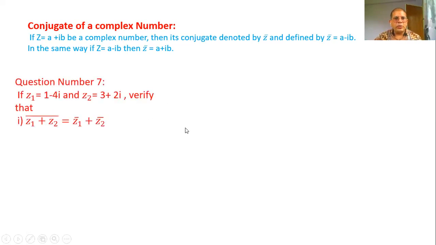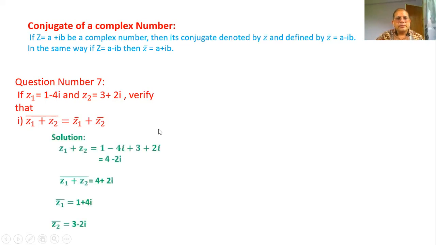Now, I want to do an example. It is question number 7, z1 and z2 given. Verify. You should do z1 plus z2. You can add these two numbers, then find the conjugate. Then find the conjugate of z1 and the conjugate of z2, then add them, and if you get the same result, you can say verified. Now check. z1 plus z2 is equal to 1 minus 4i plus 3 plus 2i. 1 plus 3 is 4, minus 4i plus 2i is minus 2i. Then the conjugate is just the opposite of this one, so 4 plus 2i.